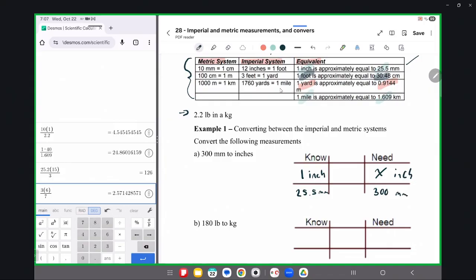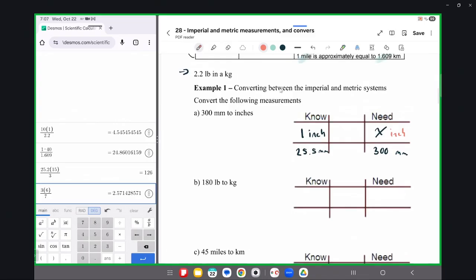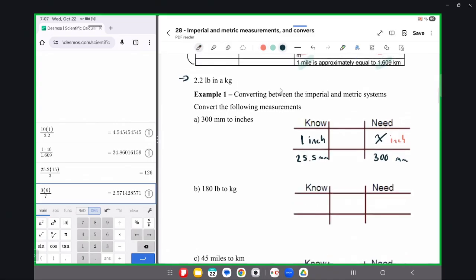So this will be the setup. So again, you want to make sure that the top row is filled in for inches. The bottom row then is filled in for millimeters. The order of this doesn't matter because as we saw from earlier, we can solve for x wherever it needs to be. And we can set up a ratio that we're interested in. So this will be 1 over 25.5 is equal to x over 300.